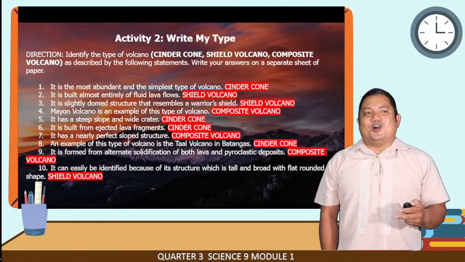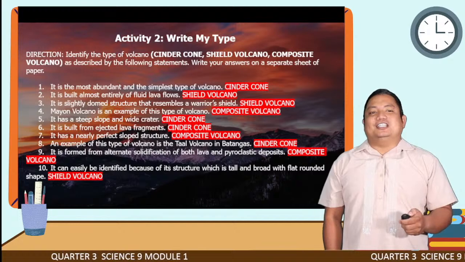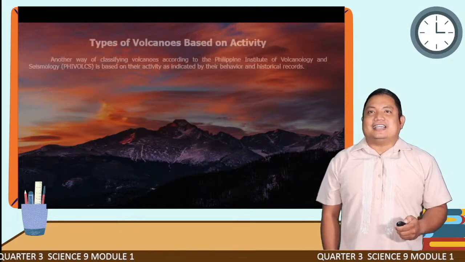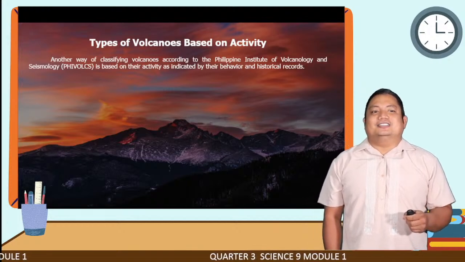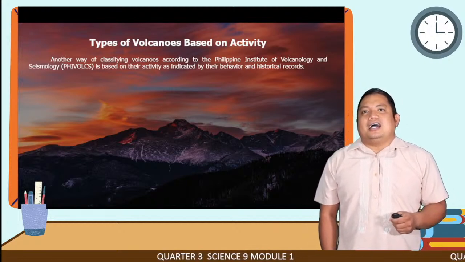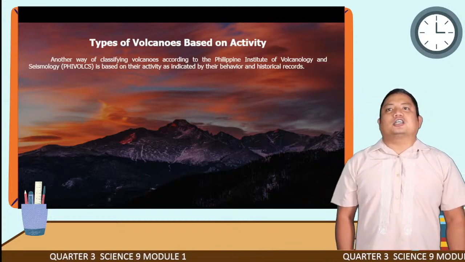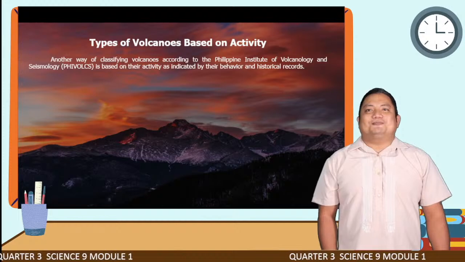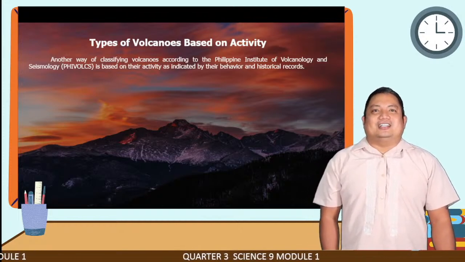Congratulations! I hope you learned a lot of things on how to classify a volcano based on its structure. Next is how to classify volcanoes based on activity. Another way of classifying volcanoes according to the Philippine Institute of Volcanology and Seismology is based on their activity as indicated by their behavior and historical events.